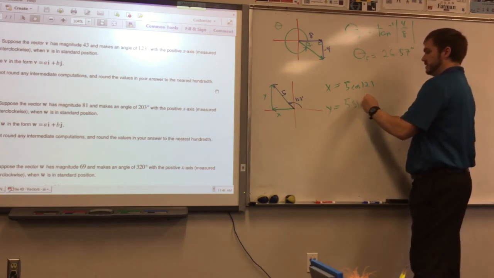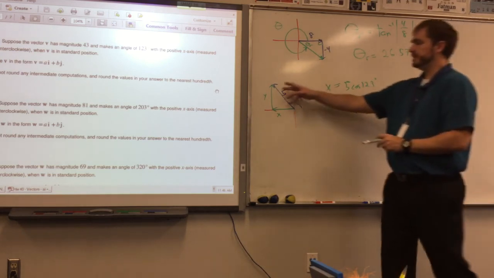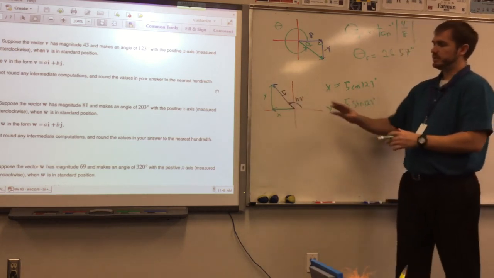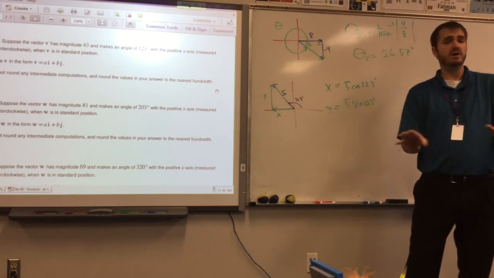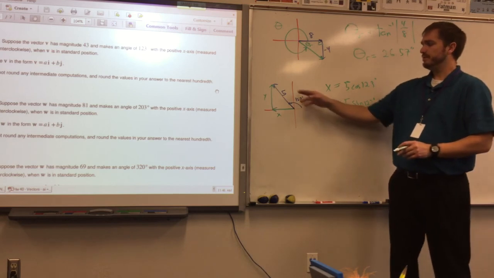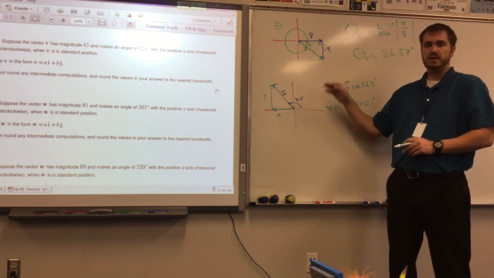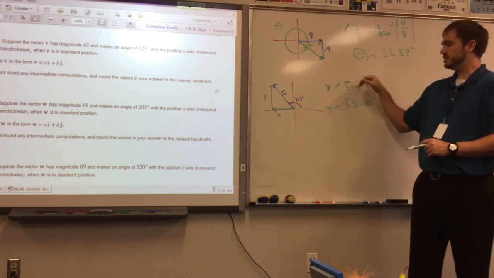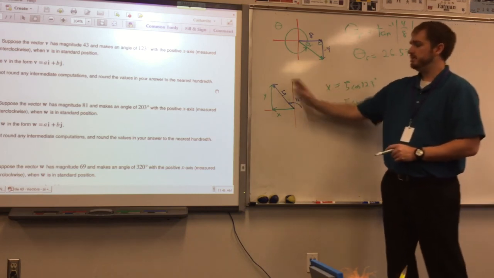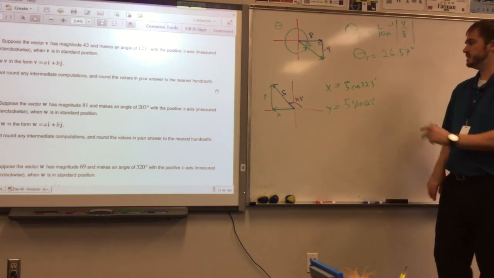Sine 123 degrees. Yes. Now, you might be saying, oh, wait a second, we're in the second quadrant, don't we need to do something weird, stuff like that? And the answer is no. We ran through an entire activity last week, if you remember, where we tried it out in every single one of the four quadrants, where we did magnitude cosine theta and magnitude sine theta, and based on sines and cosines, it all works out positive and negative. It's going to give you the exact right answer.